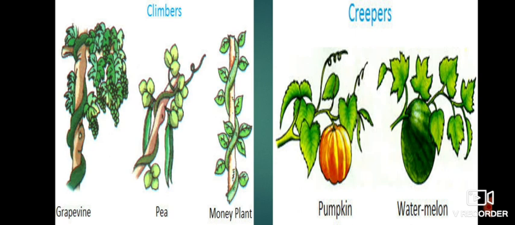So climbers and creepers. Some examples of climbers are grapevine, peas, and money plant. Peas is not mentioned in your book, but peas is also an example of a climber. These are plants which grow upward and need support to stand. Examples of creepers are pumpkin and watermelon, plants which grow along the ground.